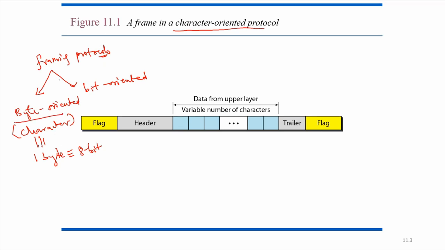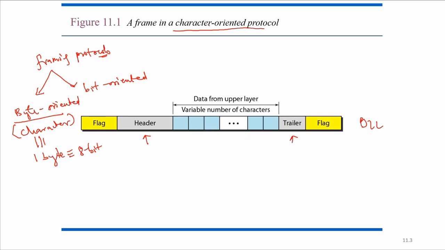So framing has two different methods or procedures: one is byte oriented and another is bit oriented. What is the meaning of byte oriented? Here, whatever data is coming from the upper layer, that means the network layer, this one is the DLL, the data link layer, and the upper one is the network layer. This blue part is the data coming from the upper layer. Then there will be addition of a header and trailer. The header will have the source and destination address. The trailer will have the error correction codes, which are helpful for error detection and correction.